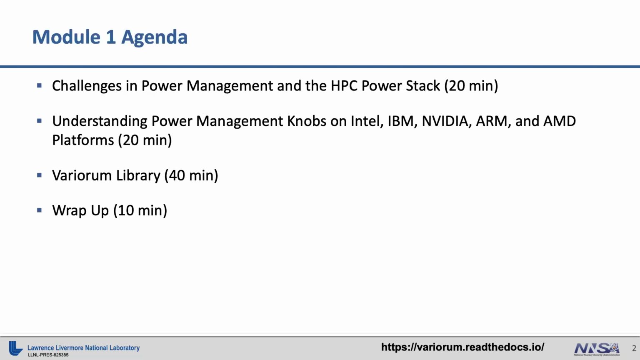We will be looking at how the underlying mechanisms for each of these different platforms and architectures expose power management knobs, including power control and power measurement knobs. And after that, we will introduce the Variorum library and its API and show how it exposes these different platforms and knobs in a seamless and vendor neutral manner. And we will leave some time for questions at the end.